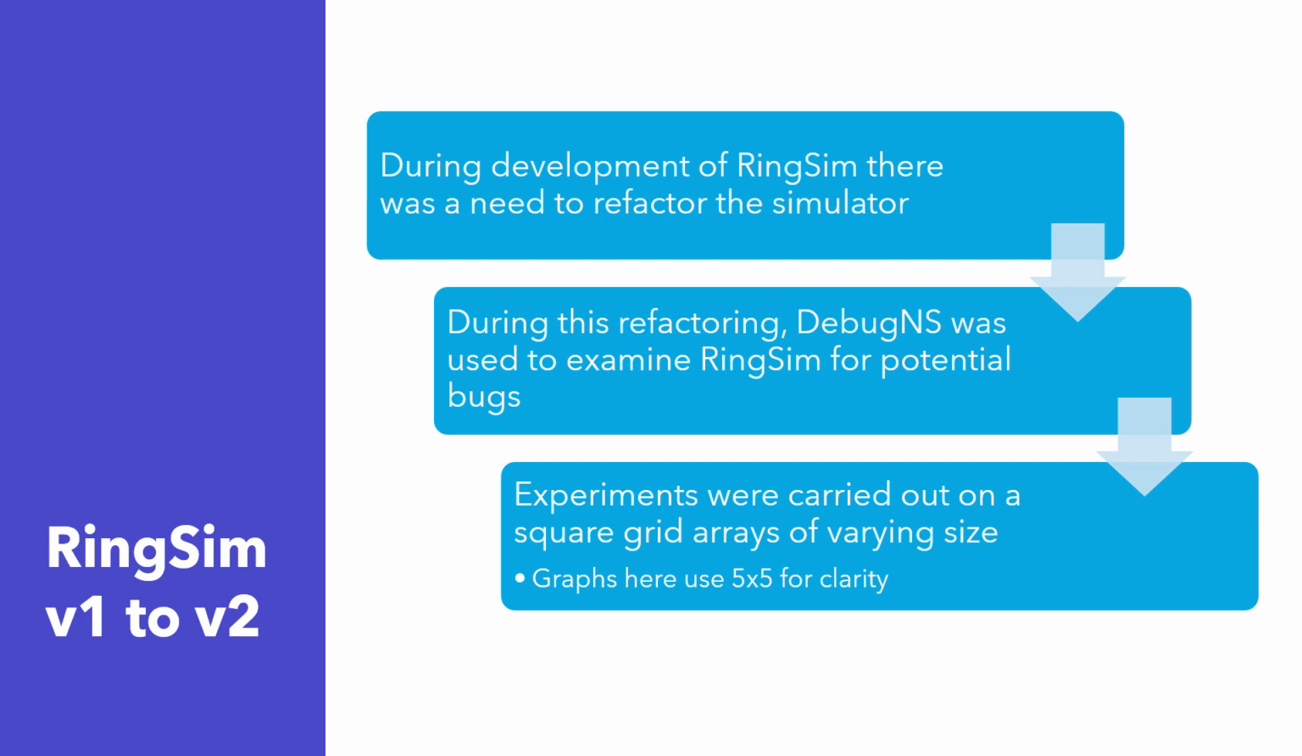During the development of RingSim, there was a need to refactor the simulator, for the normal reasons of needing to make it run faster and improving code reuse. While this refactoring was being carried out, DebugNS was used to examine RingSim for potential bugs.